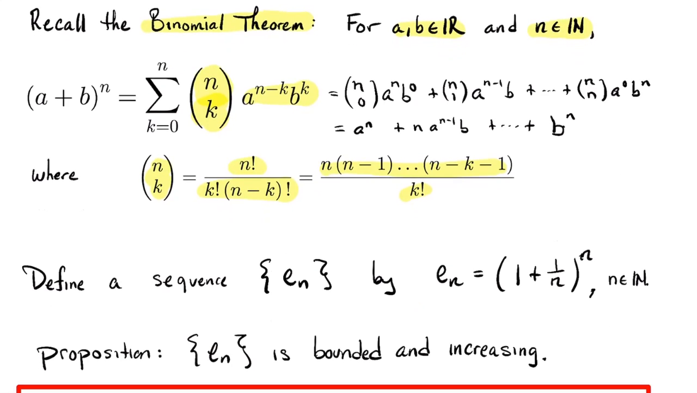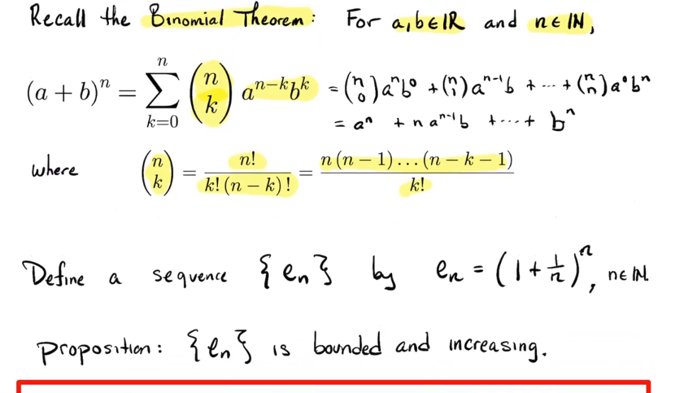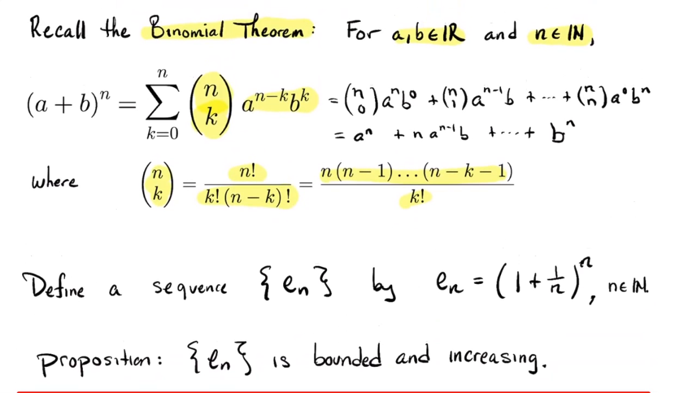Okay. So here's the main definition of the sequence I'm going to be using. I'm going to define a sequence called E sub n. And the nth term of E sub n is given by this expression that I've got written down over here. So E sub n is (1 plus 1 over n) raised to the nth power.